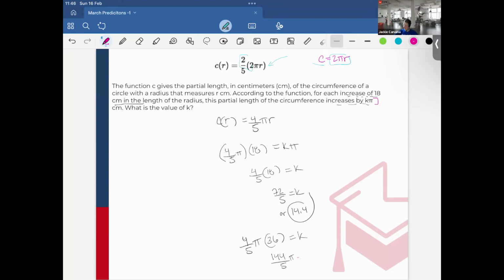So this would be equal to k. Remember, I would subtract out the difference. So 144 fifths minus 72 fifths, just to show the relationship, is equal to 72 over 5, thus proving my point that whenever we increase the radius by the same amount, in this case 18 would be the increase, it's going to increase by the same, which will always give us our k value, which is 72 fifths or 14.4.